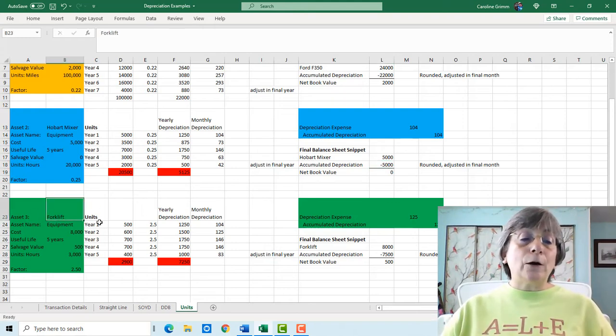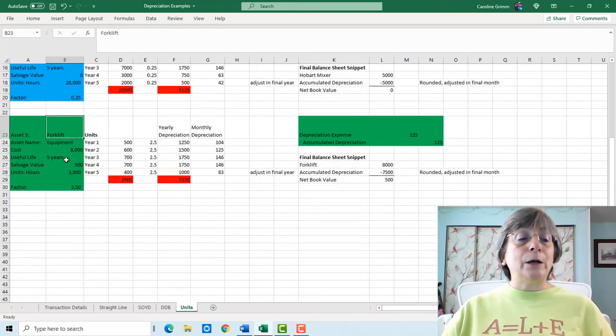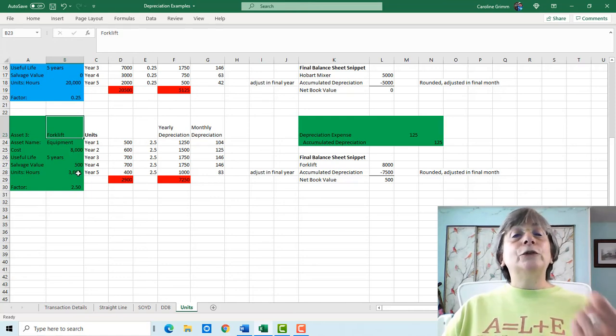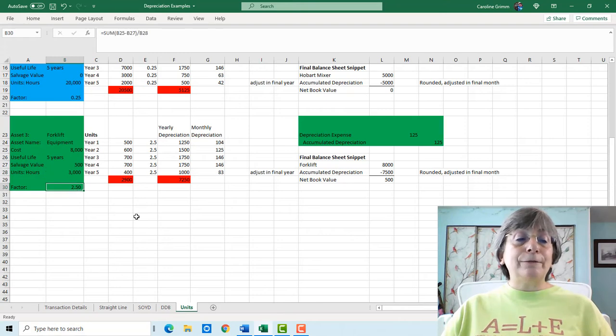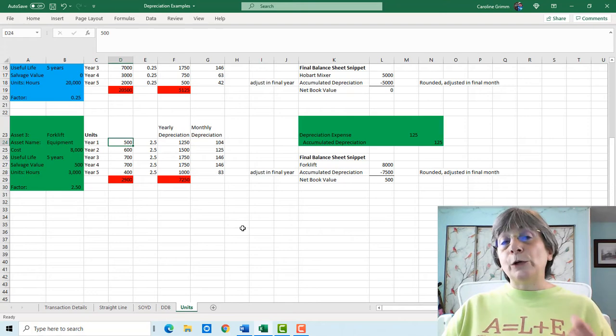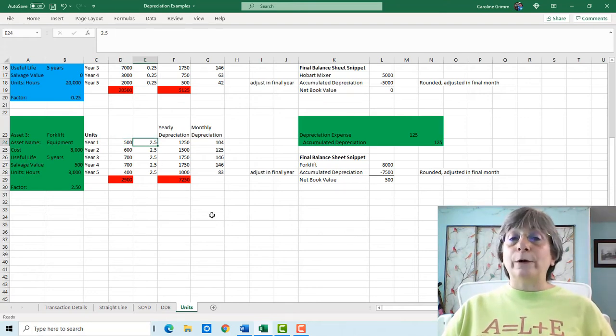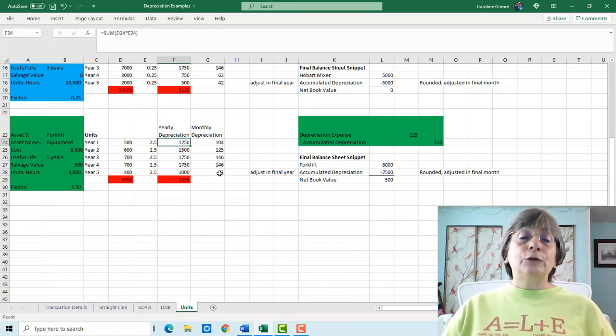So let's take a look at our forklift. We're going to do the same thing. We've got $8,000 cost minus our salvage value of $500 gives us $7,500. We're going to divide that by our 3,000 hours we expect to be able to get out of this unit, and it gives us a factor of $2.50 per hour. In the first year, we used this forklift 500 hours times our factor of 2.5 per hour. So our yearly depreciation is $1,250. Our monthly depreciation is $104.